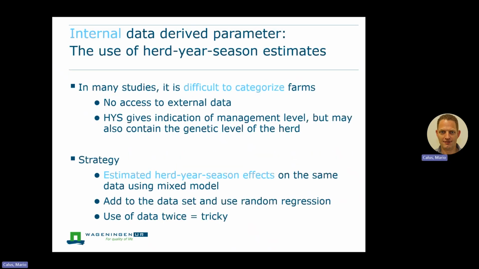One issue with this is that the performance of the individual itself also affects the estimate of this herd year season effect. So if the individual is very good, the performance in the environment may also be a little bit higher, and this may be a sort of self-fulfilling prophecy across these 2 different models.